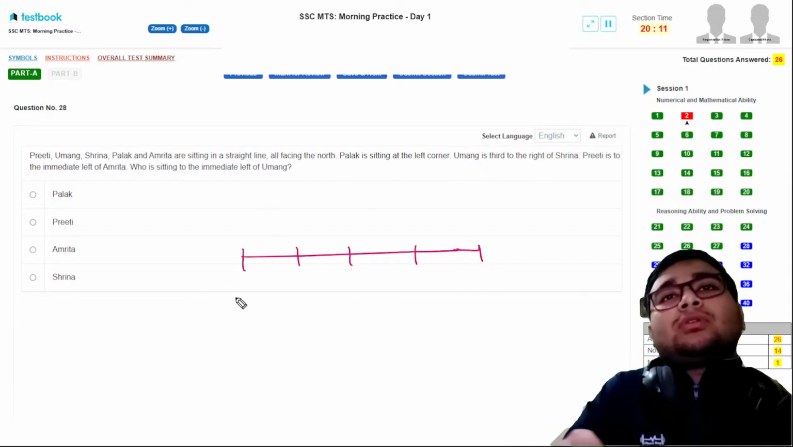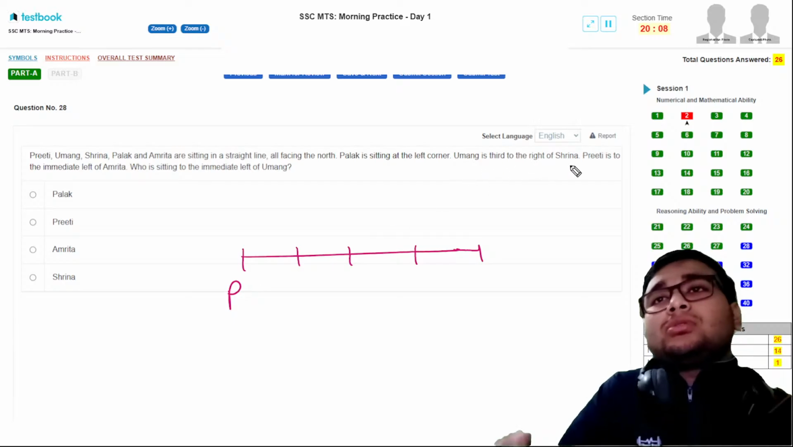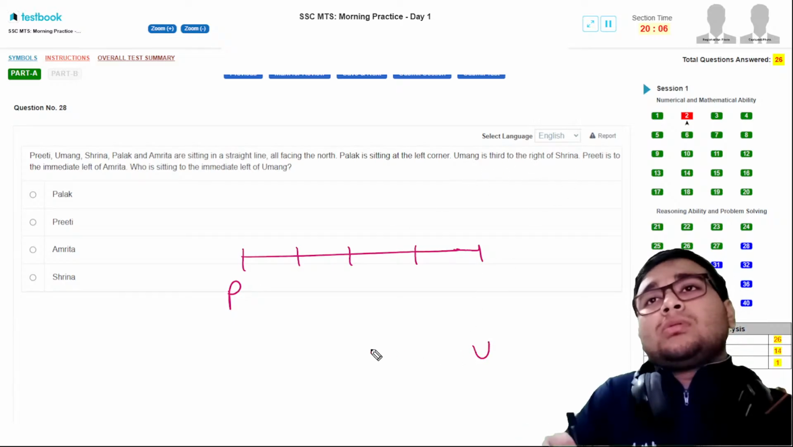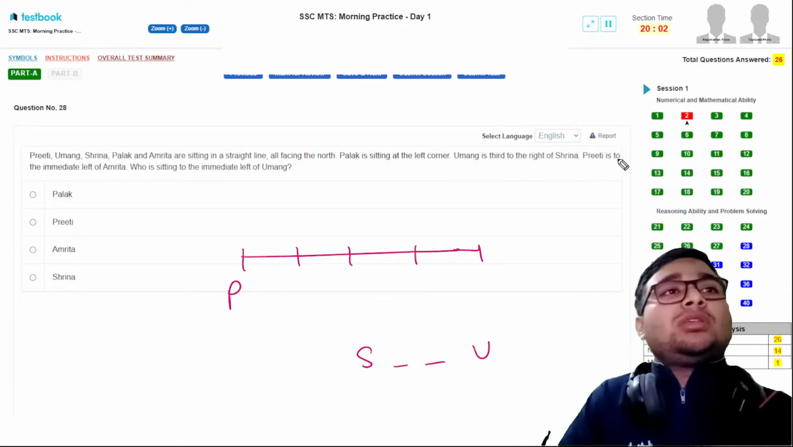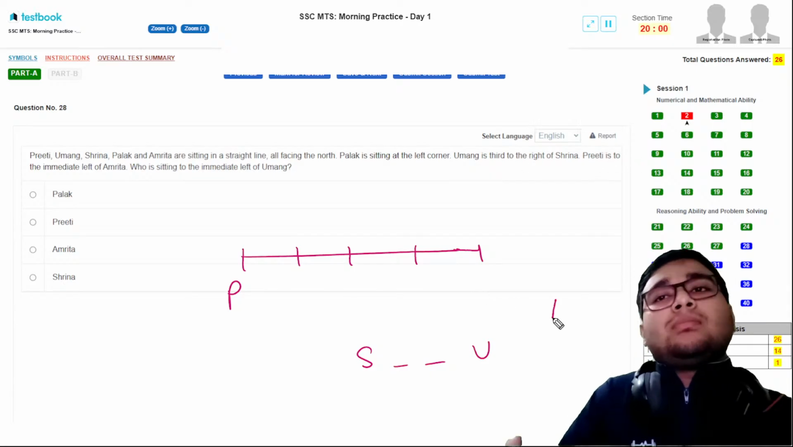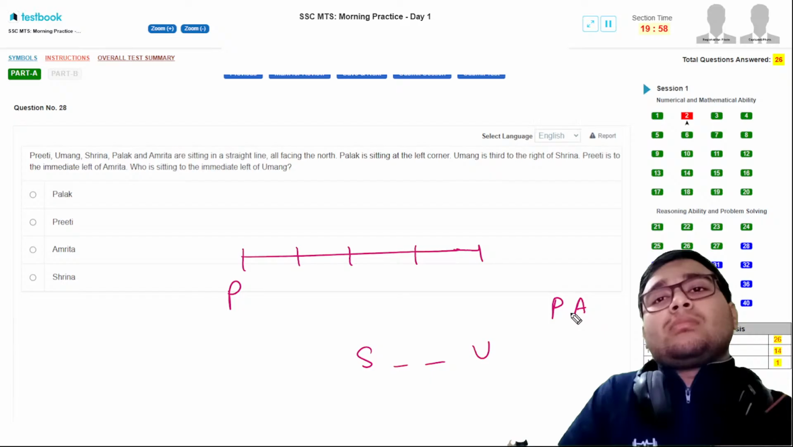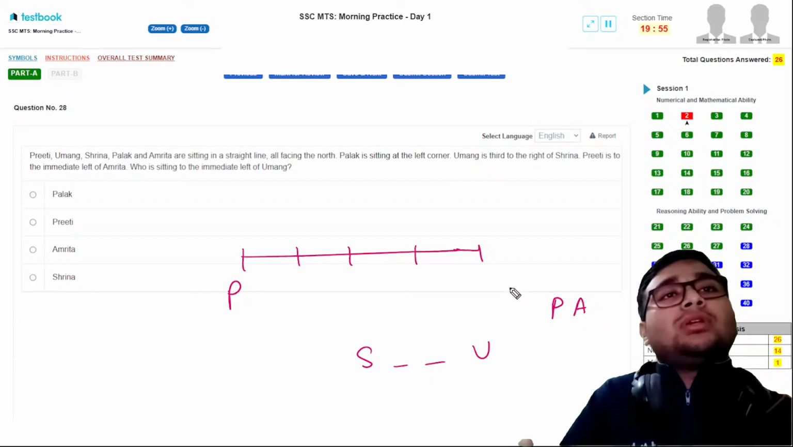is sitting at the left corner. Umang is seated to the right of Preeti. Preeti is to the immediate left of Amrita, who is sitting immediate left of Umang.